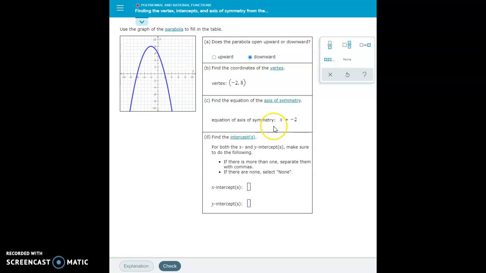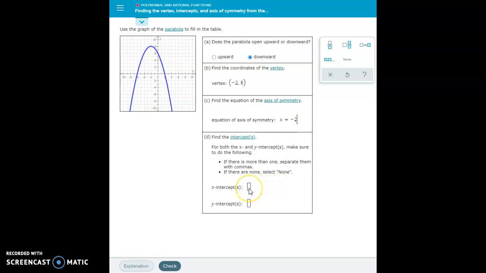The number one mistake students make is they would just say that the equation of the axis of symmetry was -2. That is not correct. It wants the equation, so the x equals is very important.